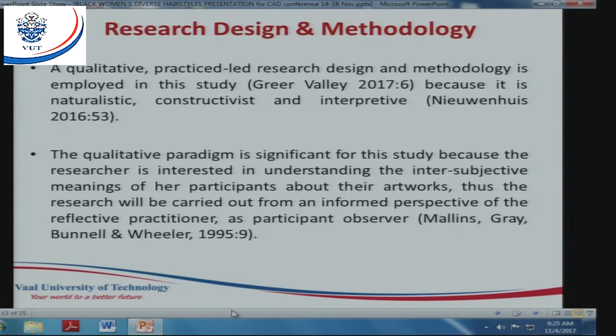Research design and methodology. A qualitative practice-led research methodology is employed in the study because it is naturalistic, constructivist, and interpretative. The qualitative paradigm is significant for the study because the researcher is interested in understanding the intersubjective meanings of hair participants about their works. Thus, the research will be carried out from an informed perspective of a reflective practitioner and participant observer.